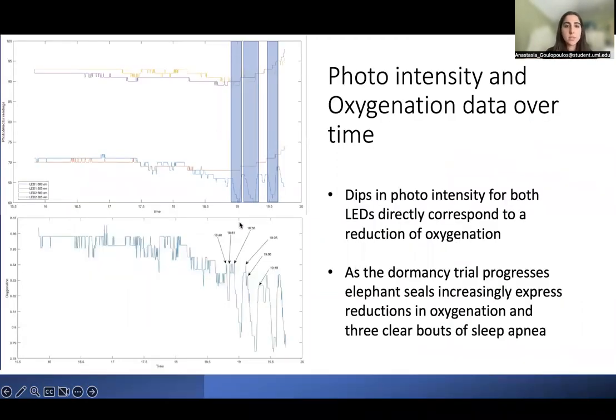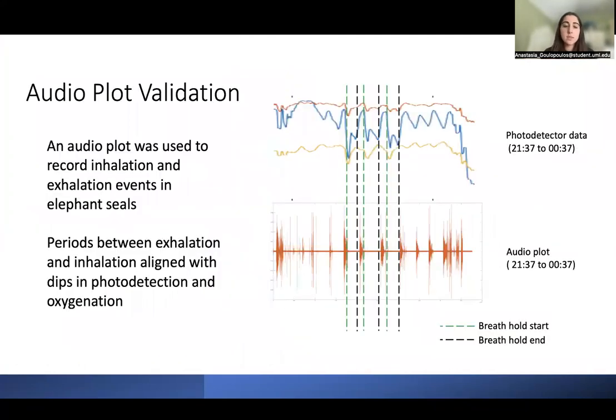So here's the probe data. We see that the dips in the analog data correspond to dips in oxygen saturation. And the way we validated this, or saw that this was actually tied to the sleep apnea events, is that we used audio plots. As the elephant seals were inhaling and exhaling, in between the periods of exhalation and their next inhalation, they're not getting any oxygen.